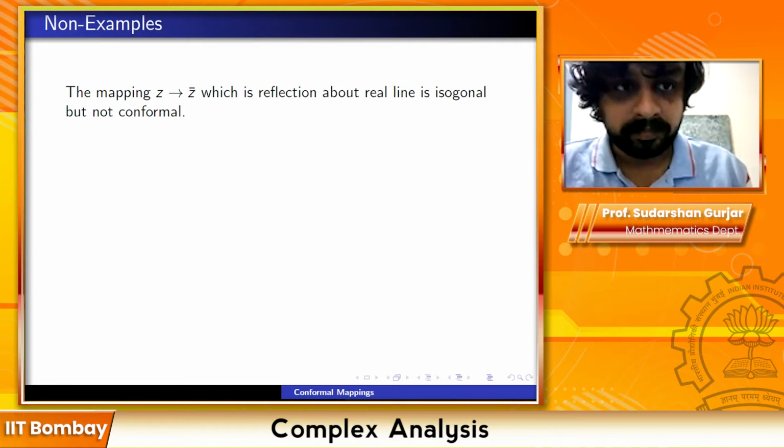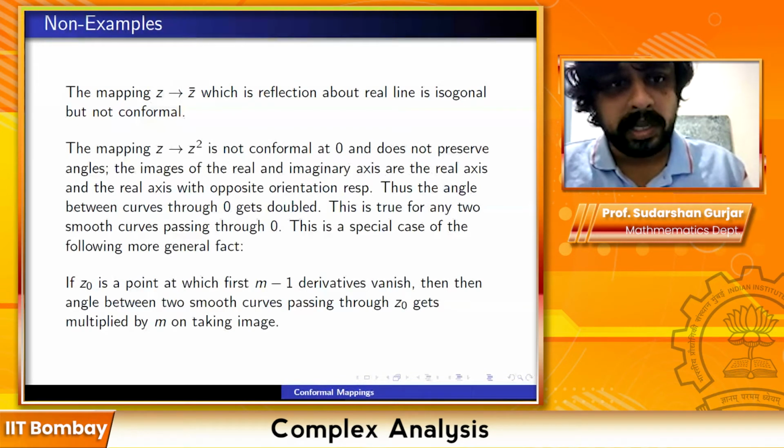So the magnitude is preserved, but the orientation is not preserved, so this is isogonal without being conformal. The mapping z goes to z square is not conformal at 0 and does not preserve angles. So if I take the real and imaginary axis, their images will be the real axis and real axis. The real axis goes to itself. The imaginary axis also gets mapped to the real axis. And the original angle between the real and imaginary axis is 90 degrees. The angle between the images will be 180 degrees.